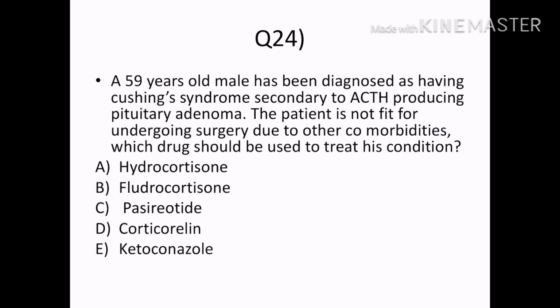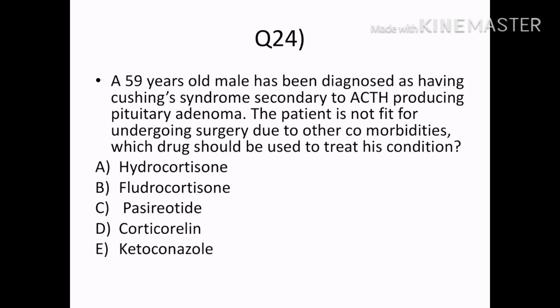Question number 24. A 59 years old male has been diagnosed as having Cushing syndrome secondary to ACTH producing pituitary adenoma. The patient is not fit for undergoing surgery due to other comorbidities. Which drug should be used to treat his condition? A. Hydrocortisone, B. Fludrocortisone, C. Paclitaxel, D. Corticotropin, E. Ketoconazole.